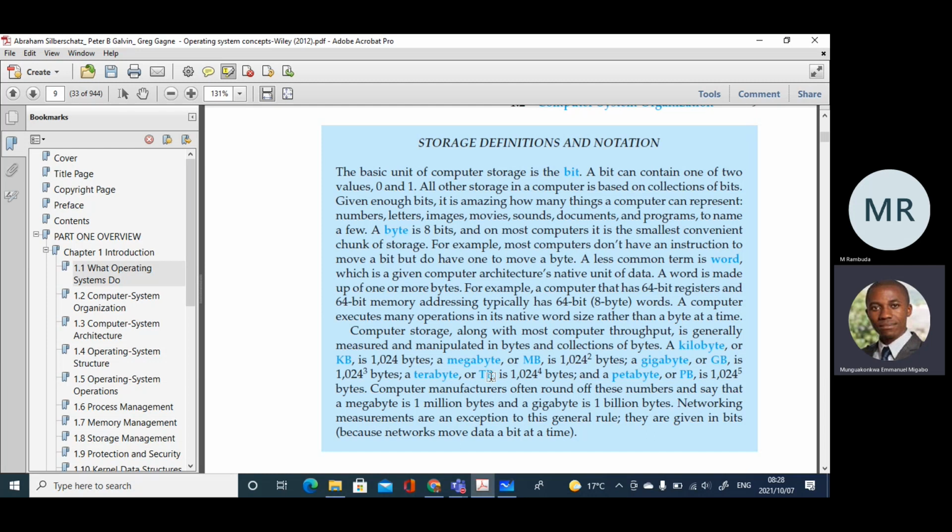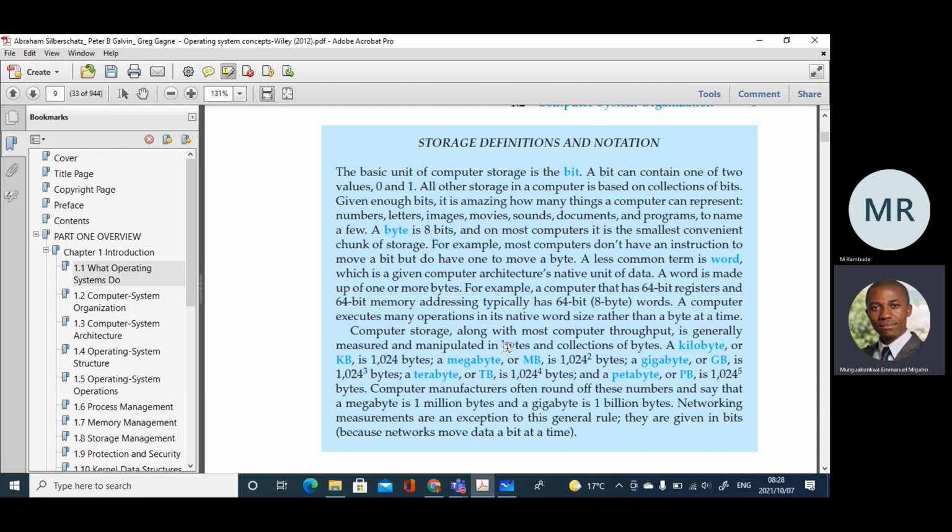When it comes to storage definitions and notations, this is a quick revision, really, but it can be tricky because a lot of people don't know about this. The basic unit of computer storage of memory is the bit, and it stands for binary digit. You guys are from computer engineering, you know better. Unlike the IT people I was teaching last semester, you understand this very easily from digital systems. A bit contains one of two values, either a 0 or a 1, as you know very well.